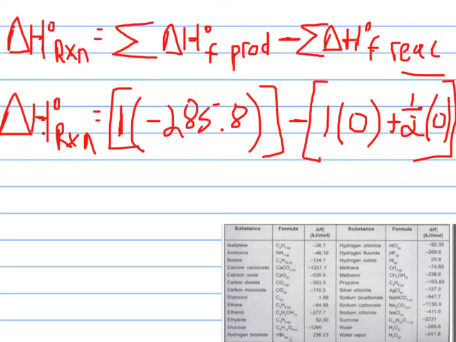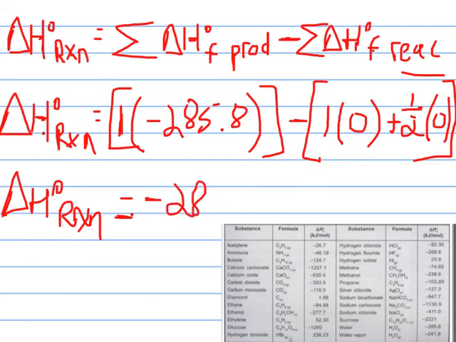Okay, so now all I have to do to get my final answer is add it up. So my delta H standard of reaction is going to be equal to, if I sum this all up, this is negative 285.8 and this is 0. So the final answer is going to be negative 285.8.